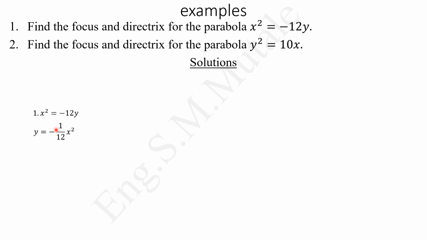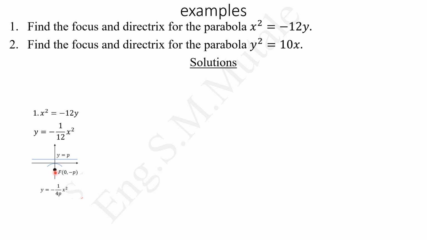is in two cases. It's on the y-axis, either on top of the y-axis or below. It's on top if 1 over 4p is positive. It's down if 1 over 4p is negative. As you can see here, it will take the form of that one. It's on the y-axis, but it will point down. And once it points down, the directrix will be y equals p. The focus will be (0, -p). So this is the equation.